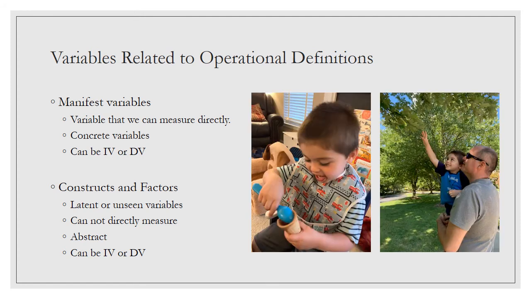So I just have my son finishing up eating some ice cream. Perhaps I want to try and define happiness, and I may use some features here to operationally define what happiness is. So even though there's some indicators of happiness, the idea, the construct, the factor of happiness is not directly observable. It's an abstract idea that I have to put operational definitions around.